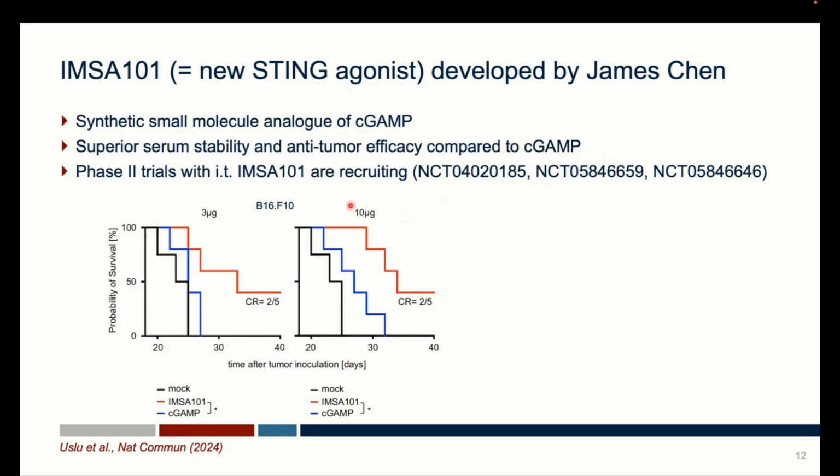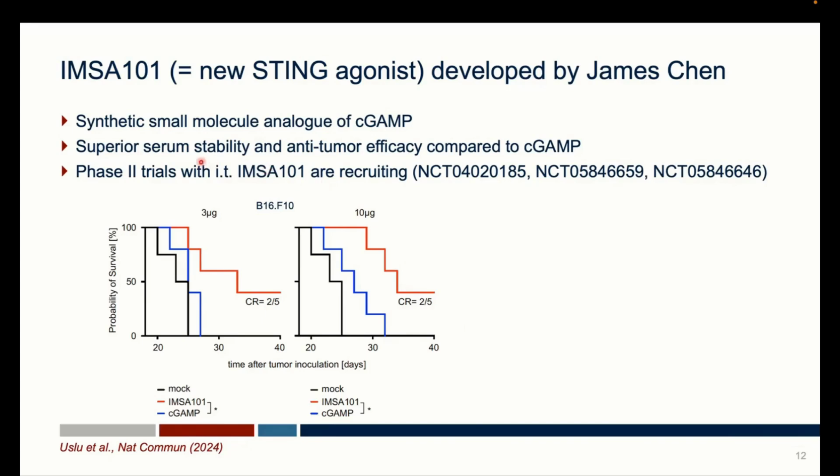And this we tested in an animal model. We injected B16 tumor cells, which is a mouse melanoma cell line, into the right flank of black 6 mice, and then treated those mice either with the new STING agonist, the IMSA-101, or with the conventional first generation cGAMP product. We injected either 3 micrograms or 10 micrograms, and at both doses the mice receiving the new STING agonist showed significantly improved overall survival when compared to mice receiving the conventional cGAMP. So this supports that the new STING agonist is more potent.